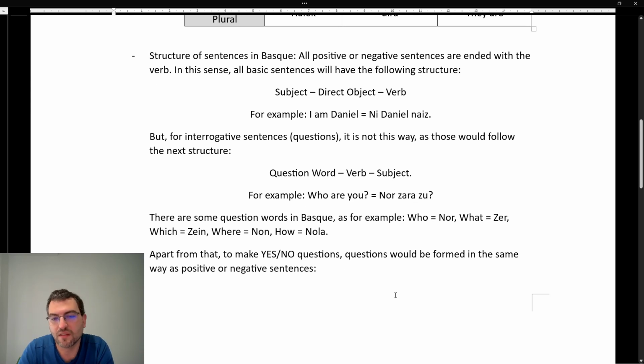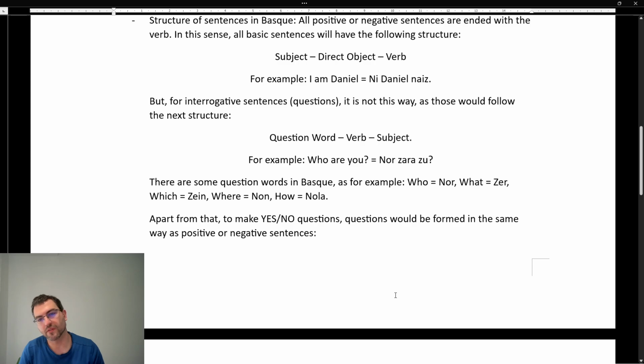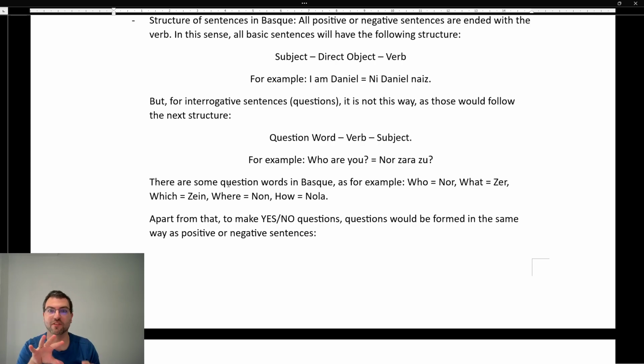For example, like in English, there are some question words in Basque. In the example, who would be nor. For what, it would be zer. For which, it would be zein. The difference between what and which, zer and zein, is the same in Basque. What is for an open question with an answer, and which is more for when you have several options to choose from.